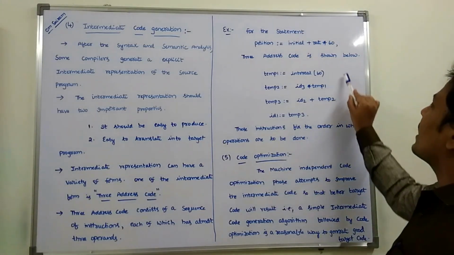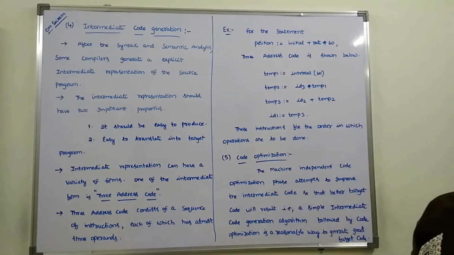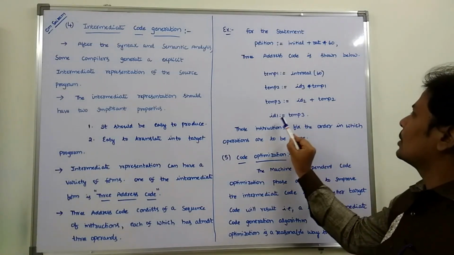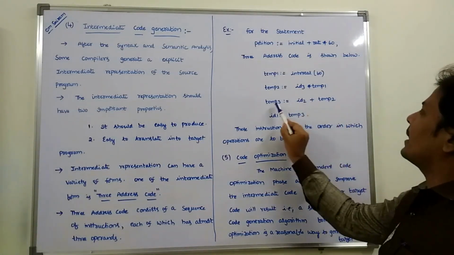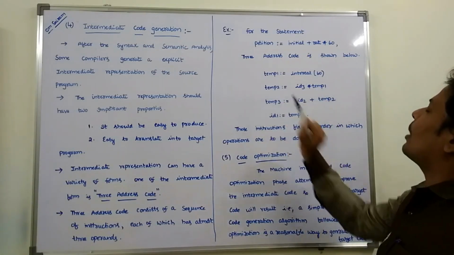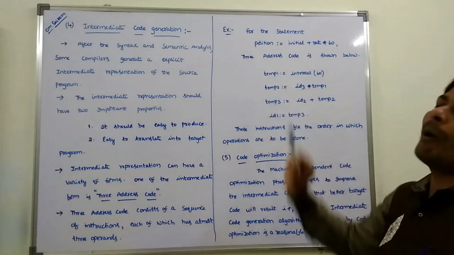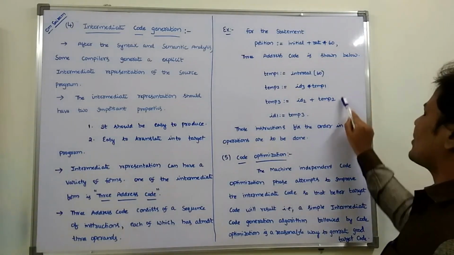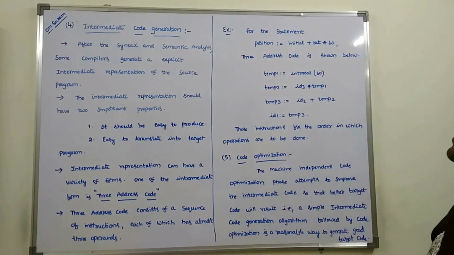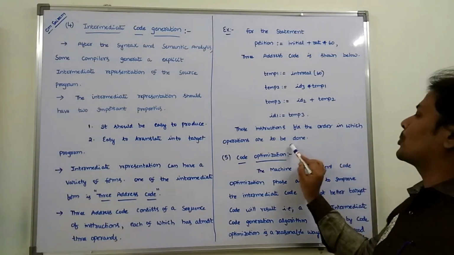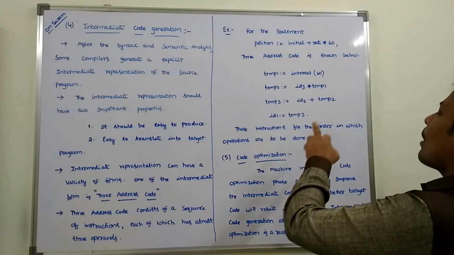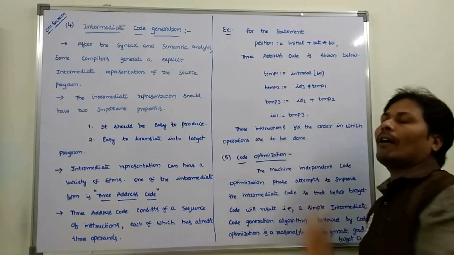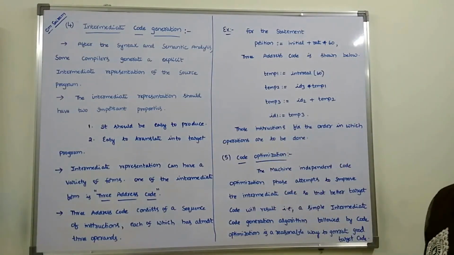So each and every instruction can have at most 3 operands. Here 2 operands are there. Here 3 operands are there. Here 3 operands are there. Here 2 operands are there. So these instructions fix the order in which operations are to be done.